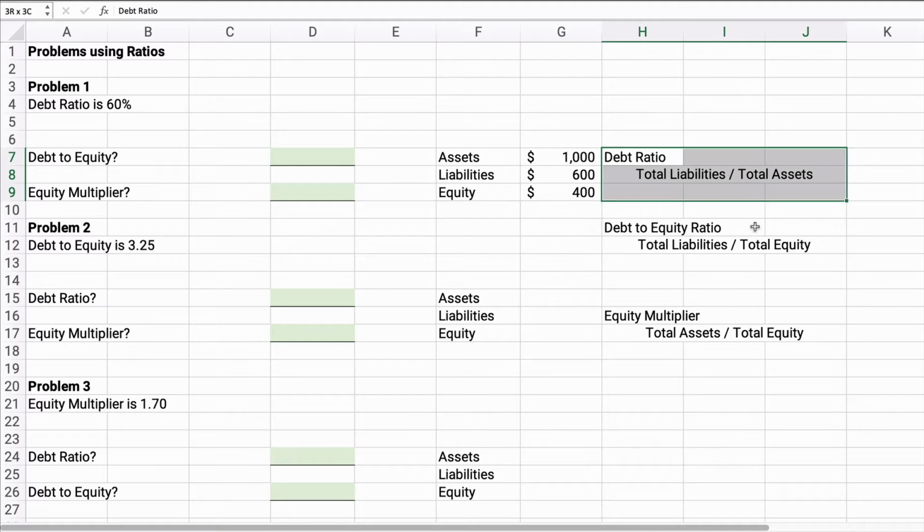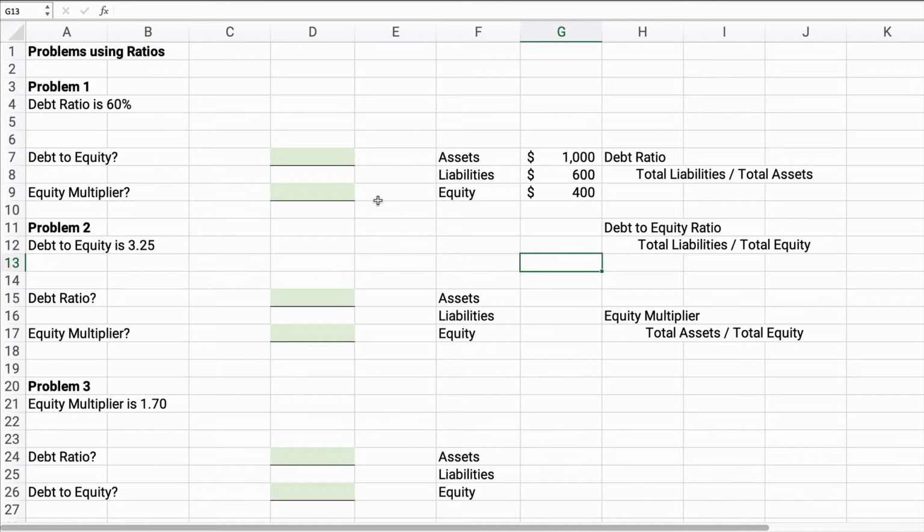By the way, I just put the formulas over here on the side. Debt ratio is total liabilities divided by total assets. Debt to equity is debt divided by equity. Equity multiplier is assets divided by equity. Just in case, it's helpful to kind of write that down and make sure you don't make any mistakes.